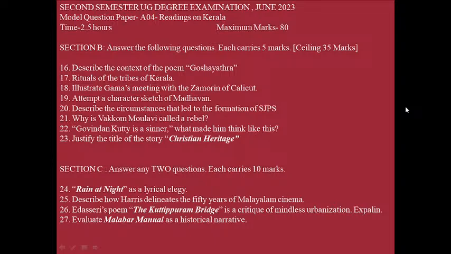Now we come to the next question, that is, why is Wakkom Moulavi called a rebel? So you can mention the fact that Wakkom Moulavi was a social and religious reformer. He wanted his community, especially the Muslim people, to get educated, and he promoted modern education, scientific thinking, and he rejected the authority of religion. He rejected wrong practices in an orthodox religion, and he rejected the authority of the religious leaders called ulama. He wanted women in the community to get educated.